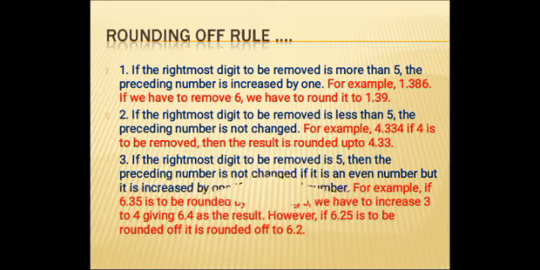Okay. Next, if the rightmost digit to be removed is 5, then the preceding number. Okay, if more than 5, then we will add. If less than 5, then we will not add. But what happens if it is exactly 5? Then the preceding number is not changed if it is an even number. In this rule, if before the 5 it is odd, like 6.35, 3 is odd, so we will increase it by 1. We will make it 6.4. If it is even, like in 6.25, 2 is even, so we will not add. ठीक है, I said it wrongly earlier, I do apologize.